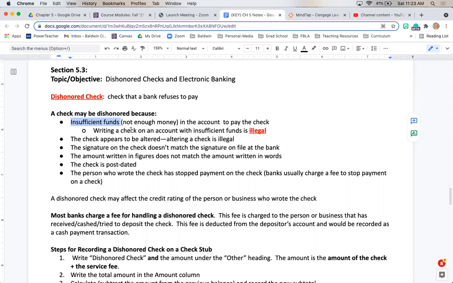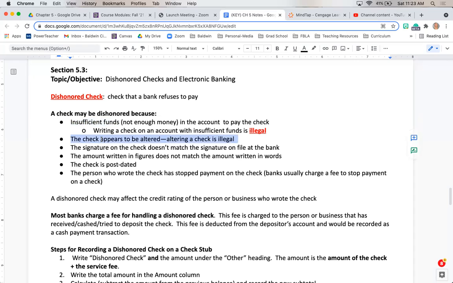If you knowingly write what is called a bad check, so if you know there's not enough money in the account and you go ahead and write a check for an amount that exceeds the balance, technically that is illegal. So that's an NSF check.